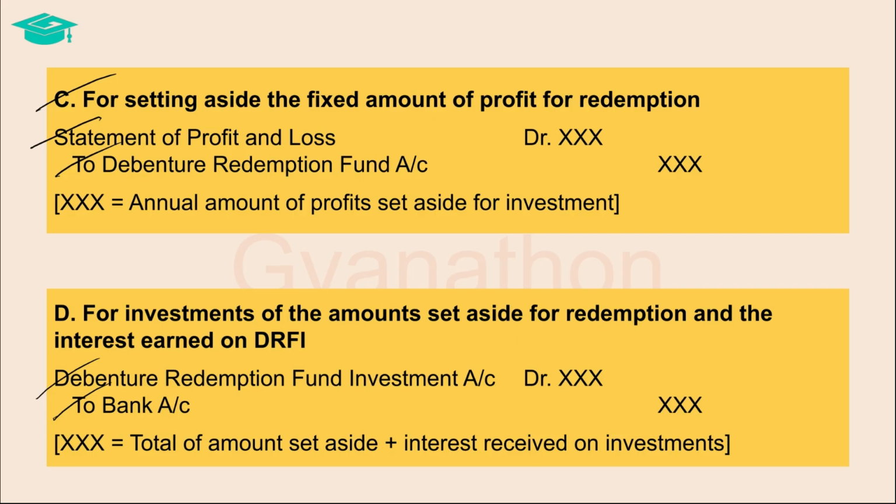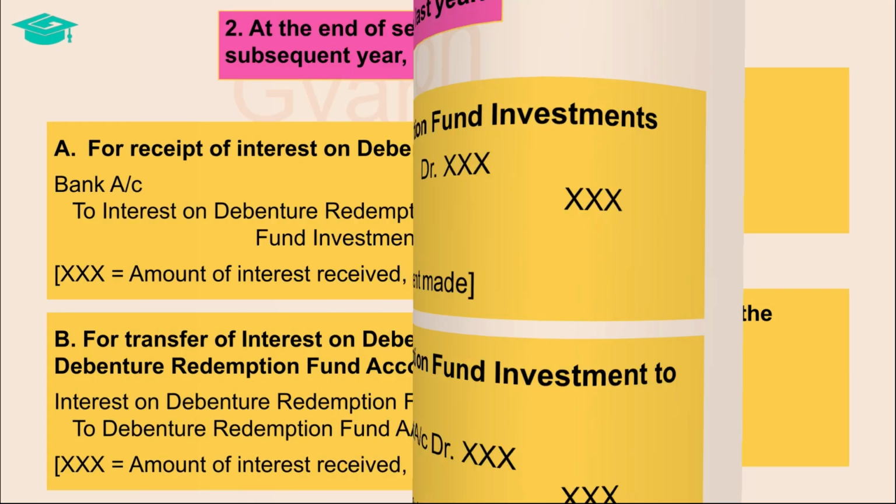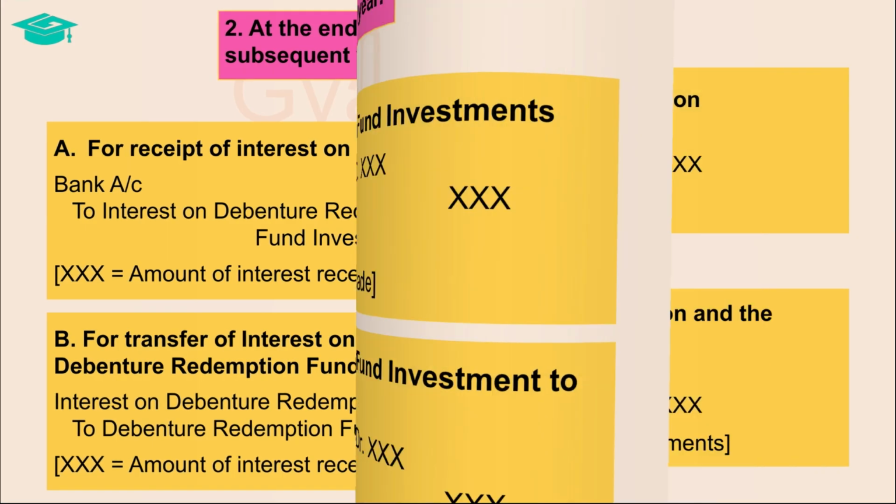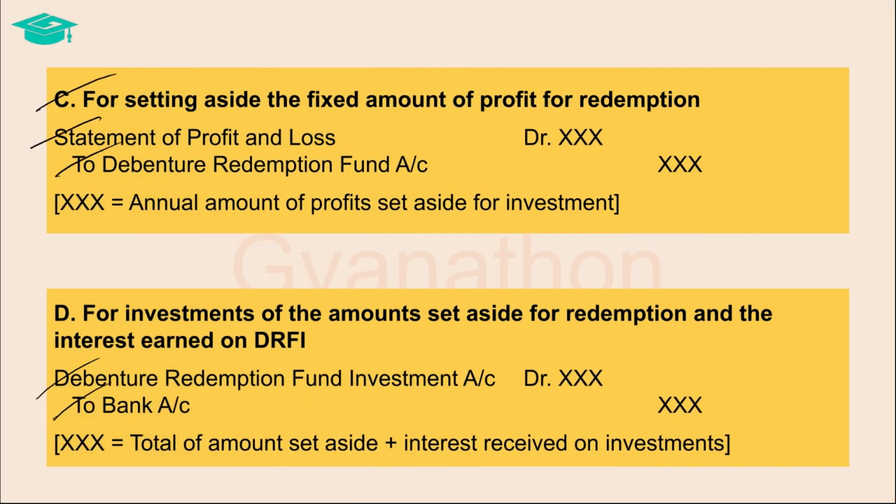These four transactions, that is A, B, C and D, will go on from the second year up to the year before the last year. Now let us see what are the transactions that take place in the last year, that is the year in which the redemption of debentures happens.